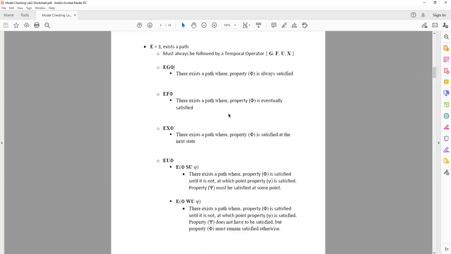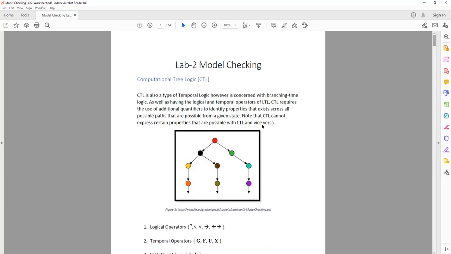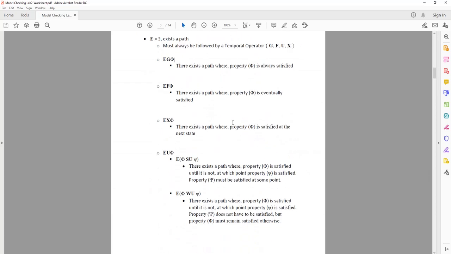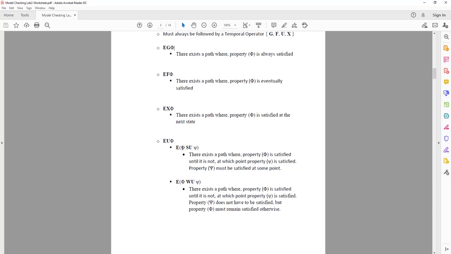Exists a path where eventually phi: again, just a path that satisfies this. Exists a path where the next state is phi. Here, if you're at red, if green satisfies it, or if black satisfies it, then it's true. It must be one of them. Or for here, it has to be brown or yellow, or both. Exists a path phi strong until psi, exists a path, is exactly the same again, and weak until is the same as well.